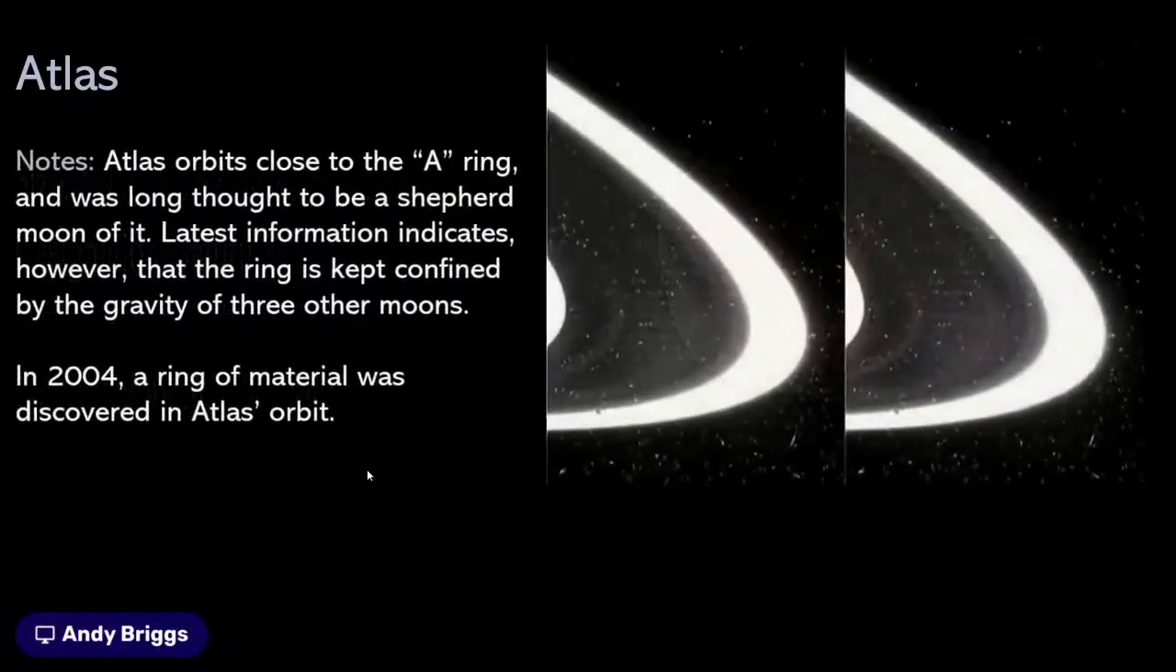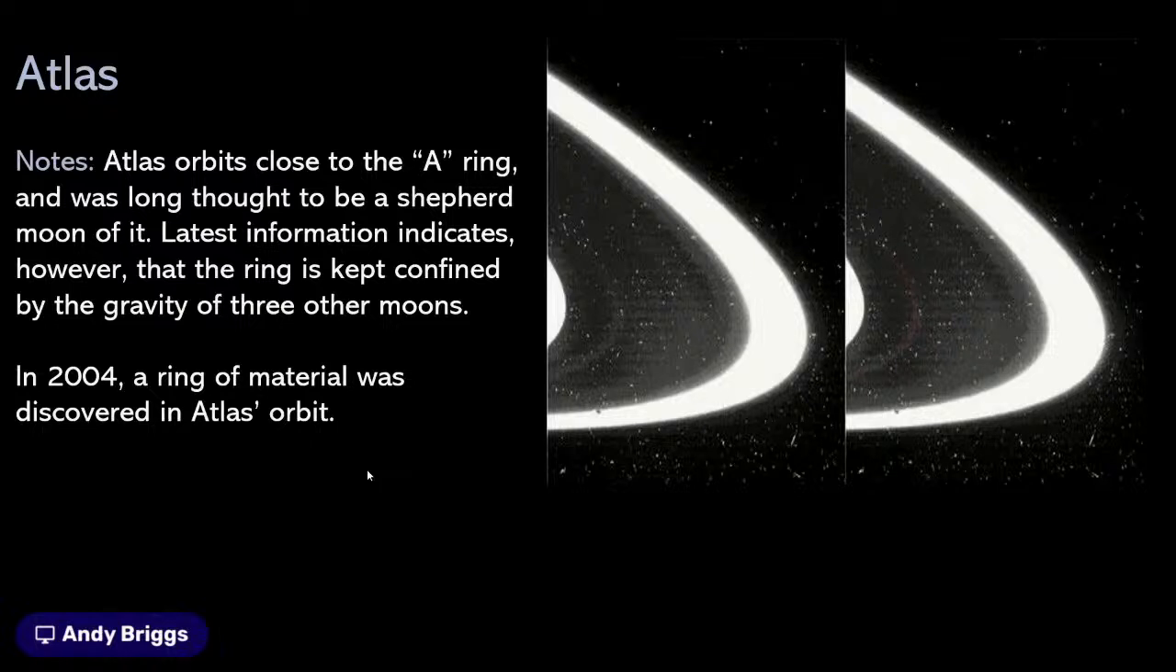And because for a long time, Atlas was thought to be shepherding the A ring to make it keep its shape, it's now thought that it isn't actually a shepherd of the A ring at all. The latest information indicates that the ring is kept within its limits by the action of three other moons, Prometheus, Janus, and another one I can't remember. So Atlas is not actually a shepherd moon.